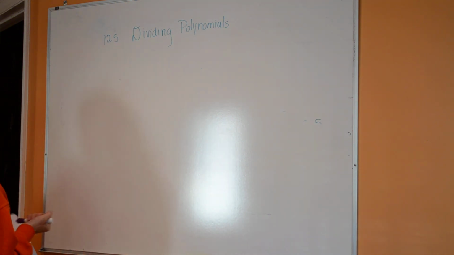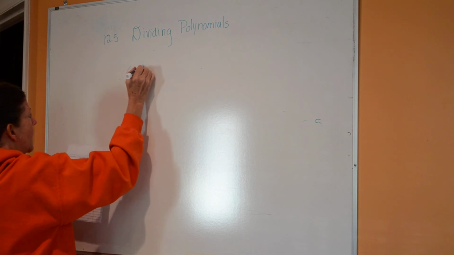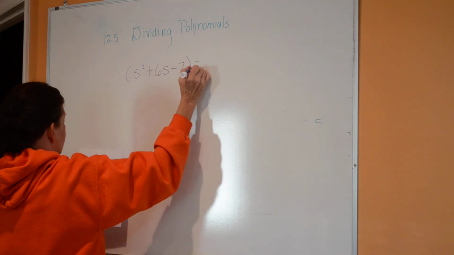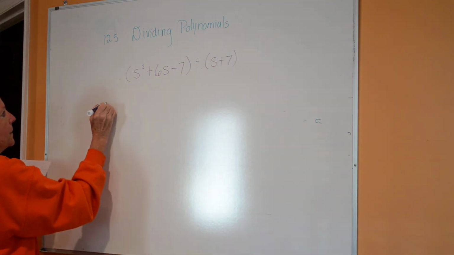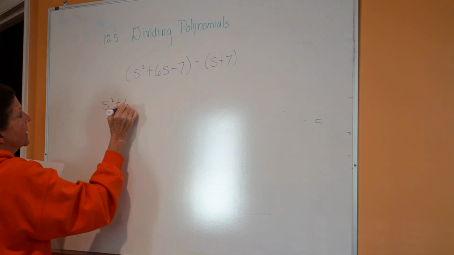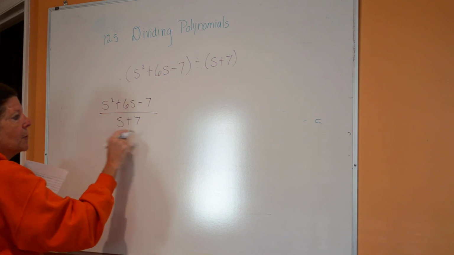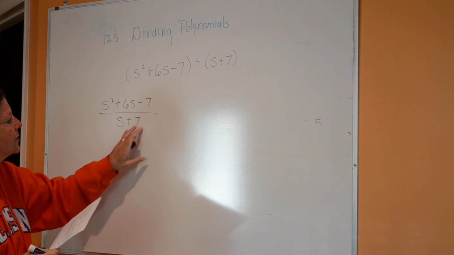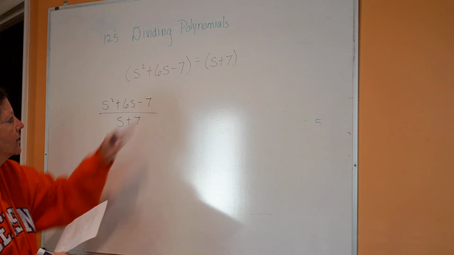Here's an example of that. Say I have s squared plus 6s minus 7 divided by s plus 7. If I write it up and down, I've got s squared plus 6s minus 7 over s plus 7. Now remember, when I have a binomial or polynomial, I have to cancel out the whole thing. I can't just cancel out the s and cancel out the 7.